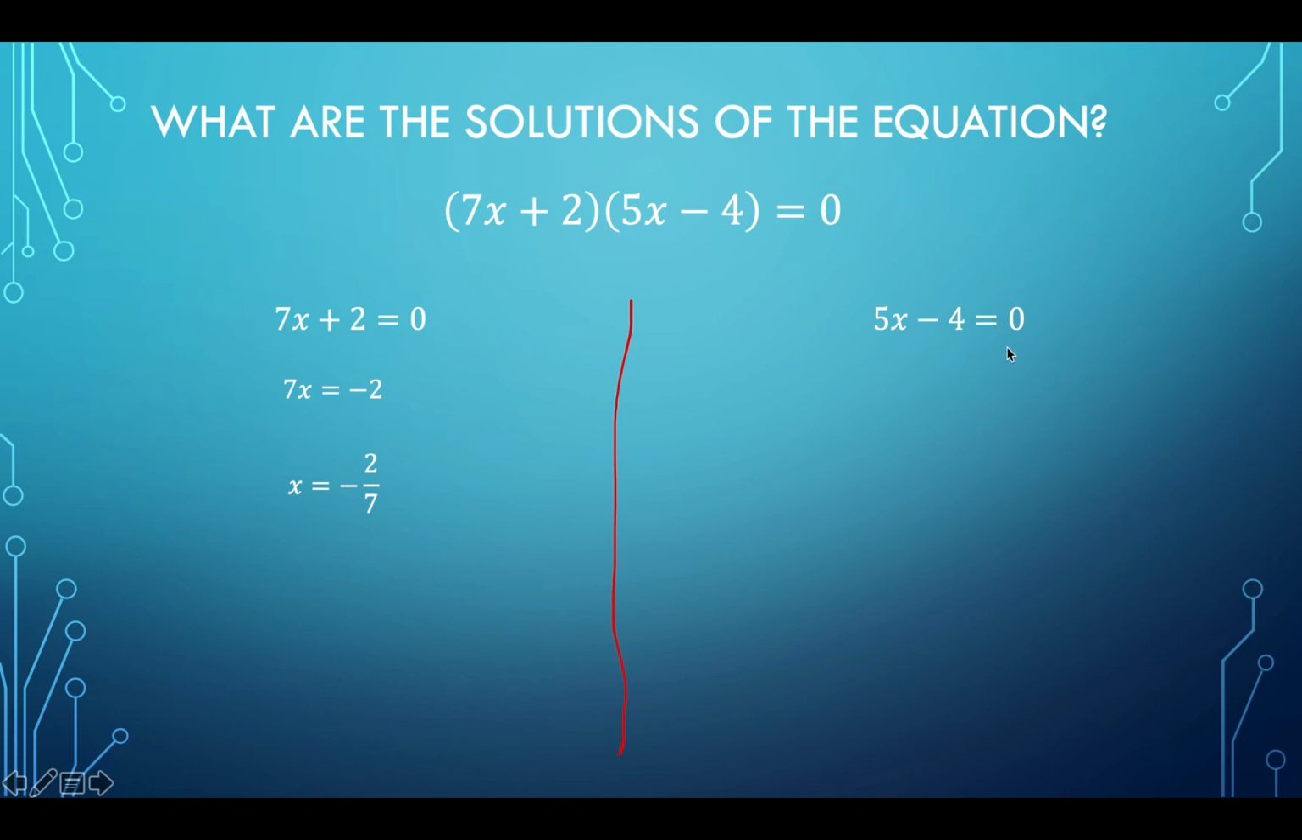5x minus 4 is equal to 0. So what's the first thing we're going to do? We have to get 5x by itself. What are we going to do with this minus 4? Well, we have to add 4 to both sides of the equation, and we get 5x is equal to 4. Now, how are we going to get x by itself? What do we have to do with this 5? We have to divide each side by 5, and when we do that, we get x is equal to 4 over 5. So our answer here is x is equal to negative 2/7 and x is equal to 4/5.